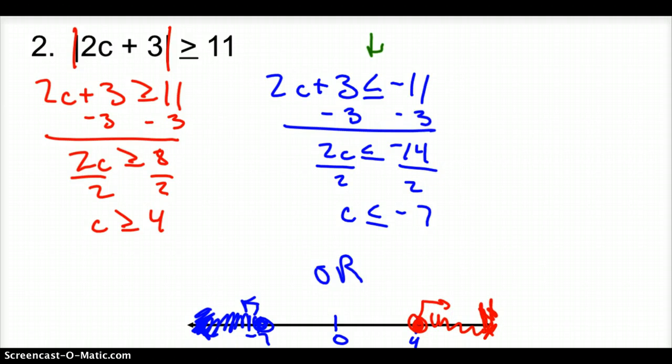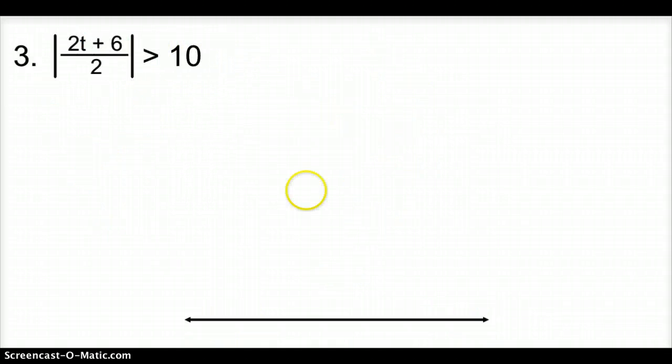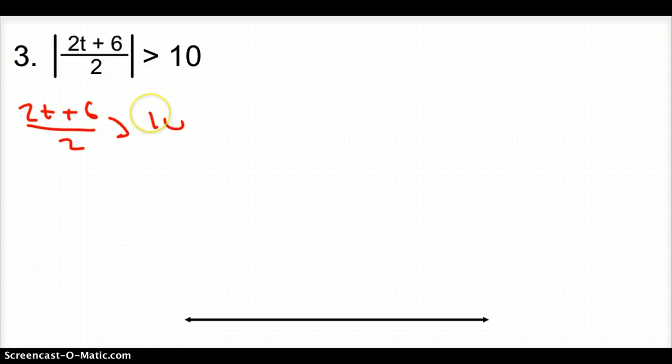And there is our graph for the absolute value of 2c plus 3, which is greater than or equal to 11. Let's try number 3. Now we have a fraction in the bottom, but that does not concern us. That doesn't change anything because we still take 2t plus 6 all over 2 out of the absolute value, make it greater than 10. Also, we need to take 2t plus 6 out of the absolute value all over 2.